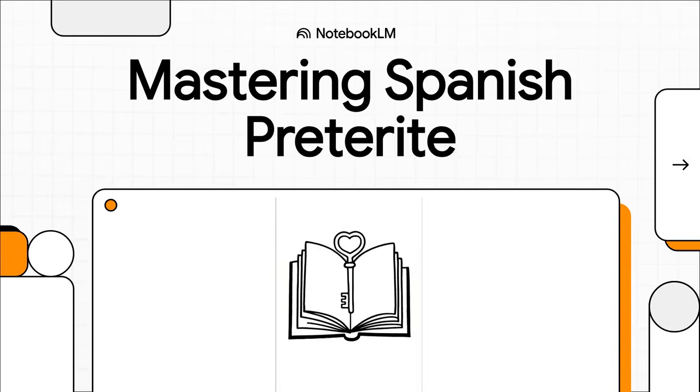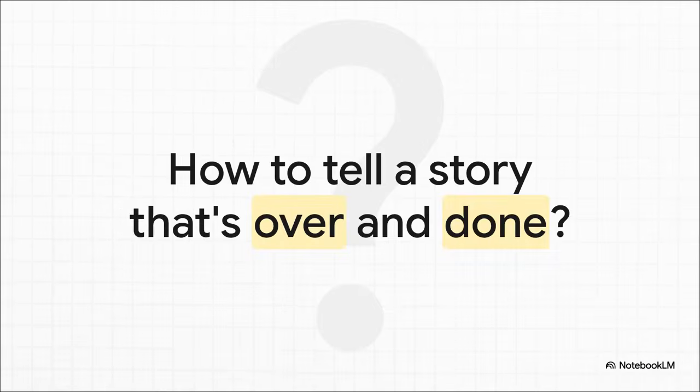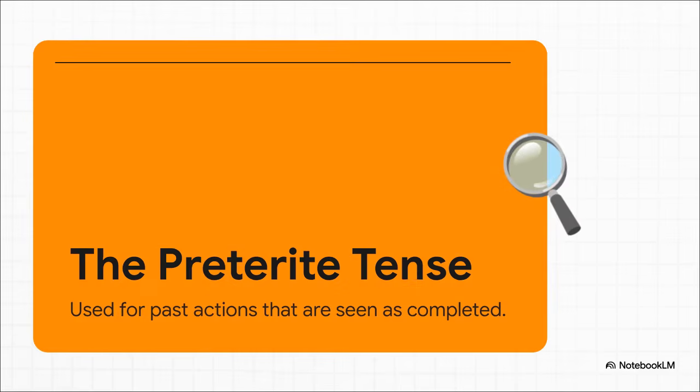Welcome! Today, we're going to forge the key that unlocks some really powerful storytelling in Spanish. And we're going to do that by mastering one specific past tense, the preterite. I mean, really think about that for a second. When you're telling a story about something that happened yesterday or last week or even 10 years ago, how do you make it crystal clear that the action is finished, that it had a definite beginning and a definite end? Well, in Spanish, the answer is the preterite tense.